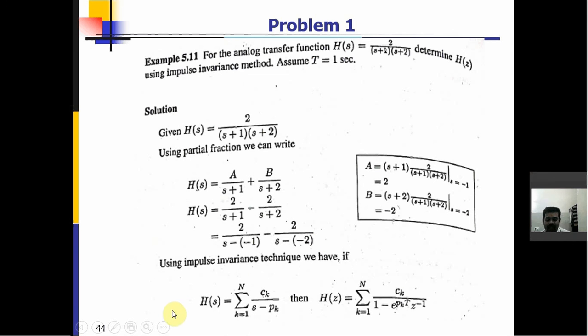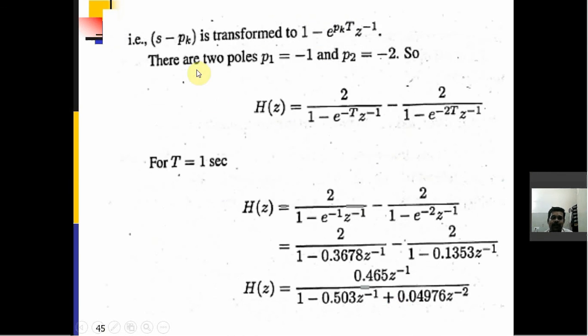We know that H(s) can be written as summation of k equals 1 to N, c_k divided by s minus p_k, and H(z) equals summation of k equals 1 to N, c_k divided by 1 minus e to the power p_k T into z inverse. So s minus p_k is transformed to 1 minus e to the power p_k T z inverse.